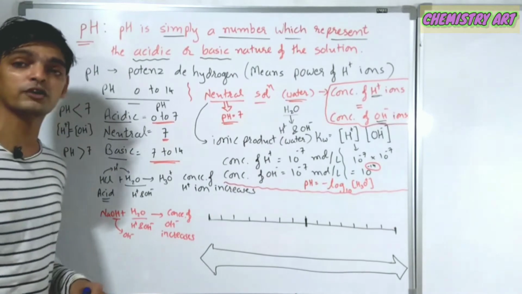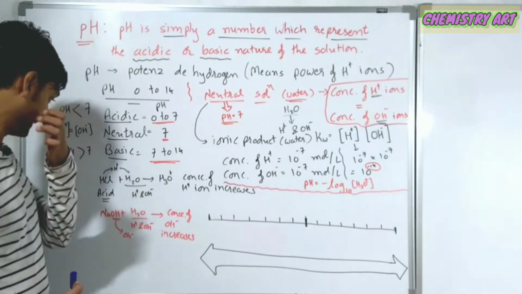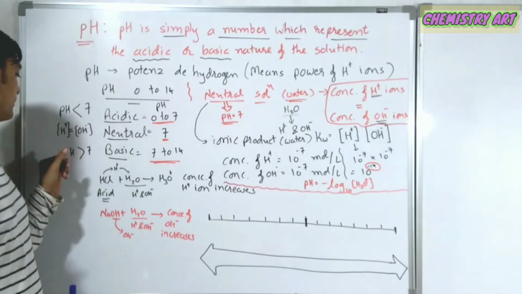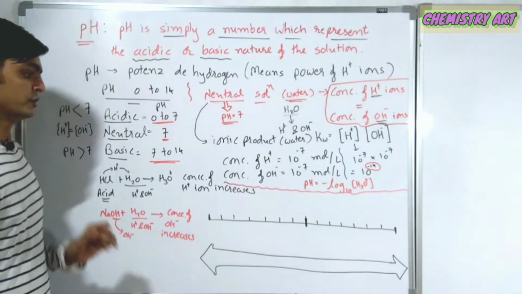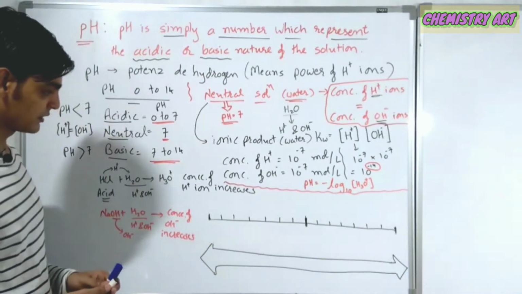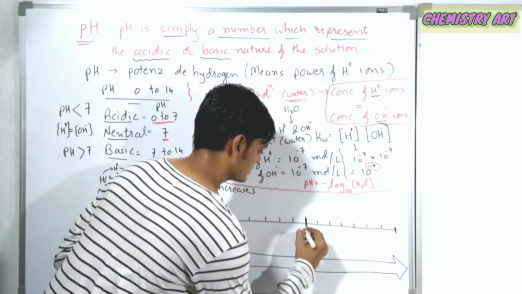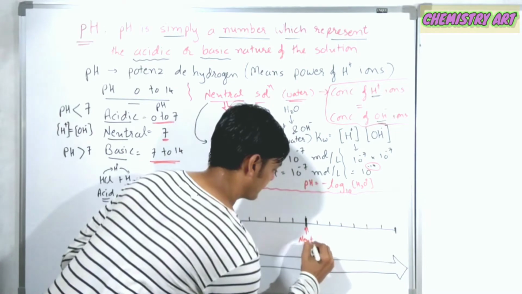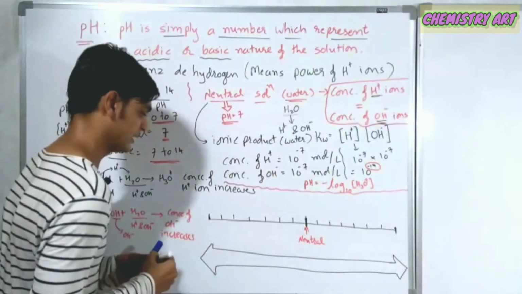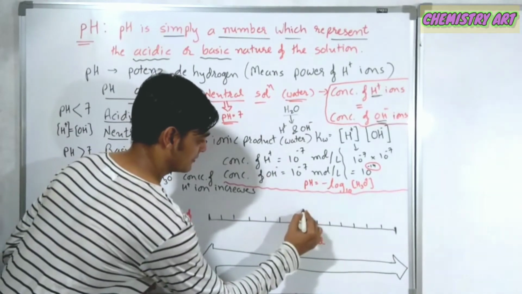Okay, the concentration of OH minus is increasing, and that's why the pH is becoming more than 7. So here I will explain how it happens. Let me write here: first of all, this is neutral, and the pH is 7.